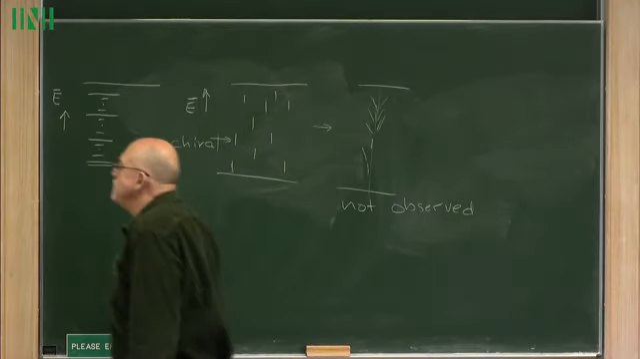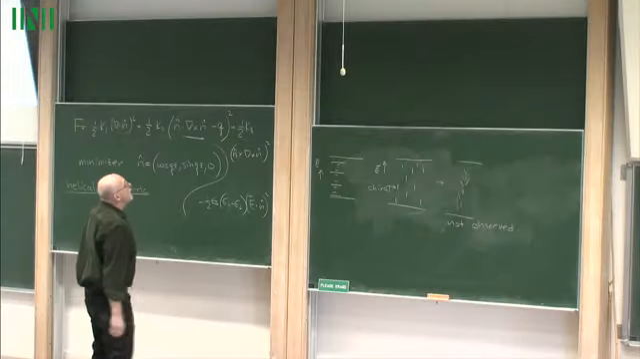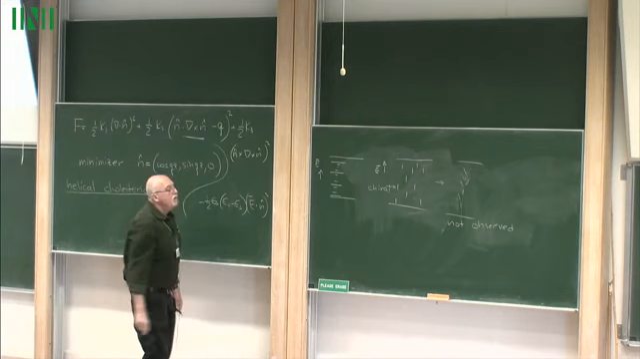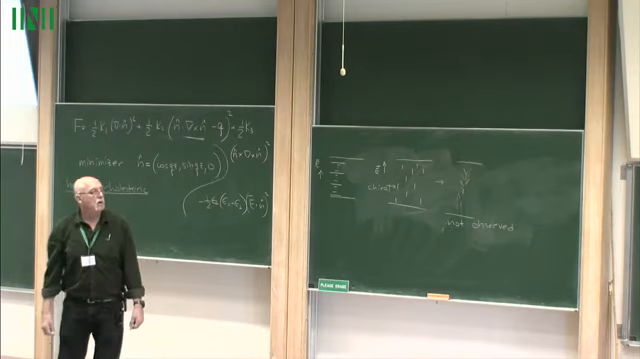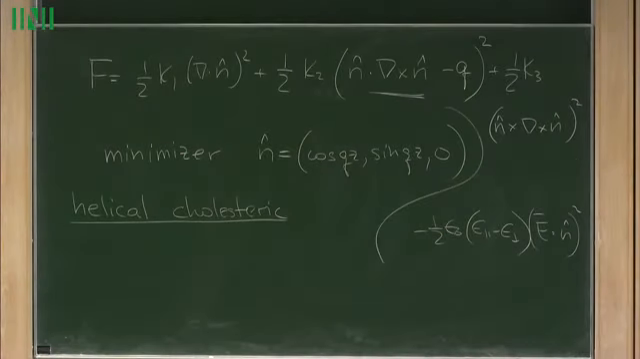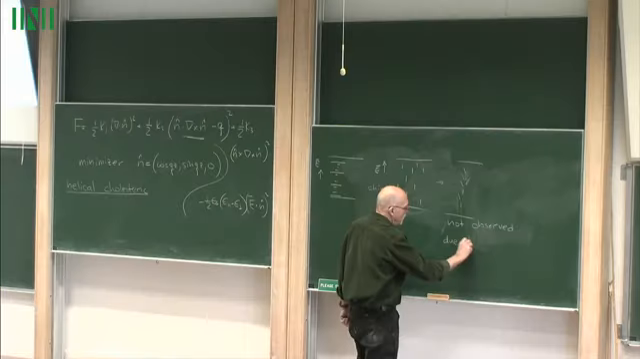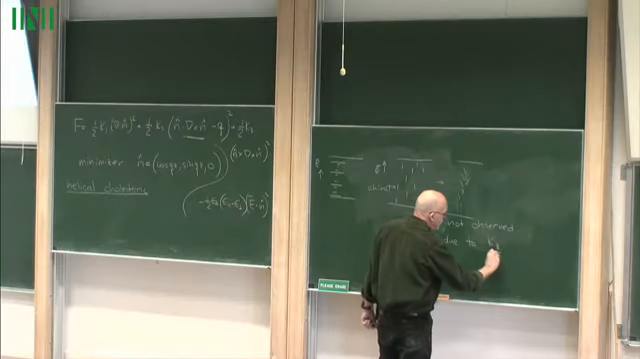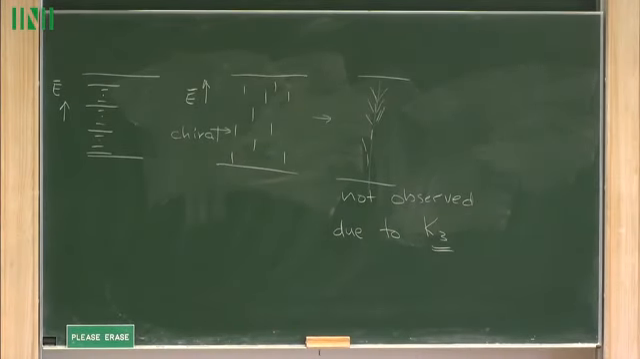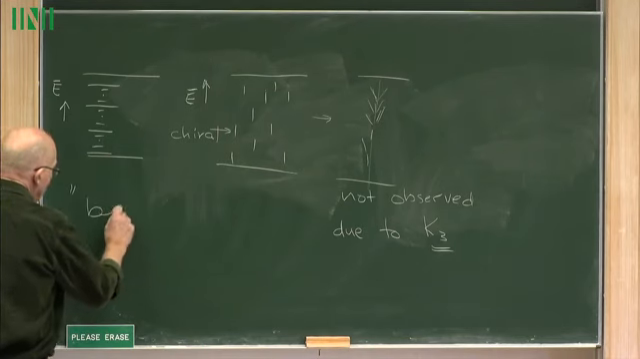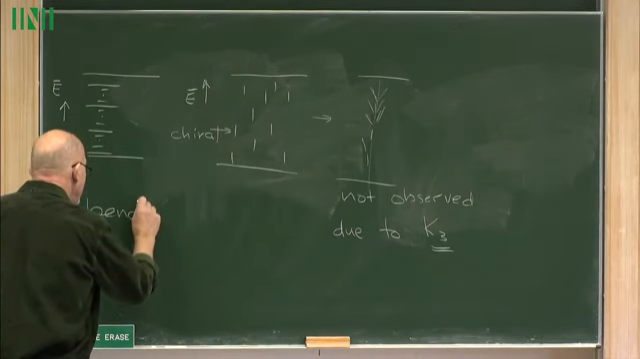And it turns out that the reason it wasn't observed is because this K3 term prevented this state from being realized. So this was due to the influence of K3. And then at some point it was realized that K3 could be reduced fairly effectively by making bendable molecules.